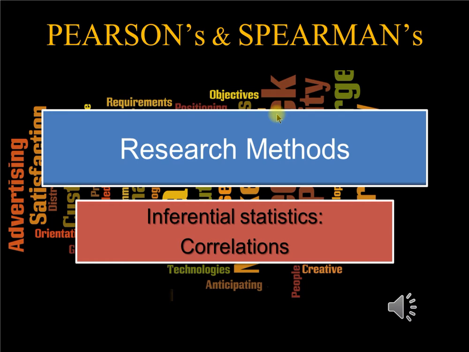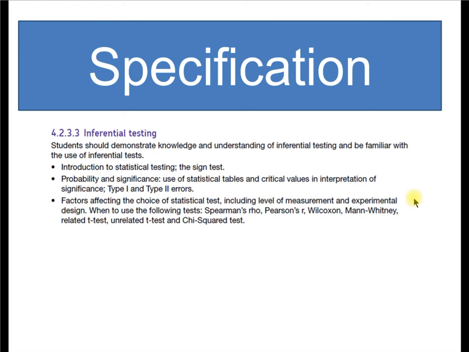Hello and welcome to Pearson's R and Spearman's Rho. We're going to look at inferential statistics that help us establish whether or not a correlation is significant. As you can see from the spec, the two we have to know are Pearson's R and Spearman's Rho.